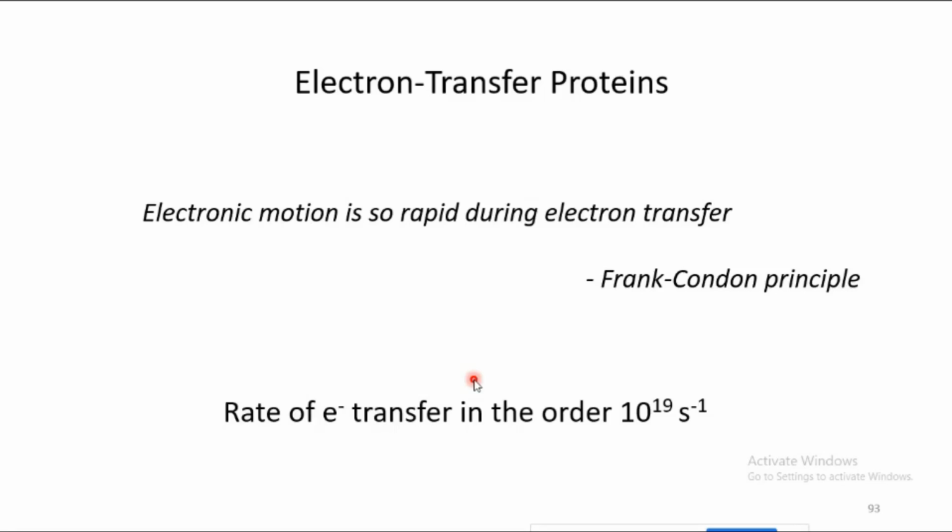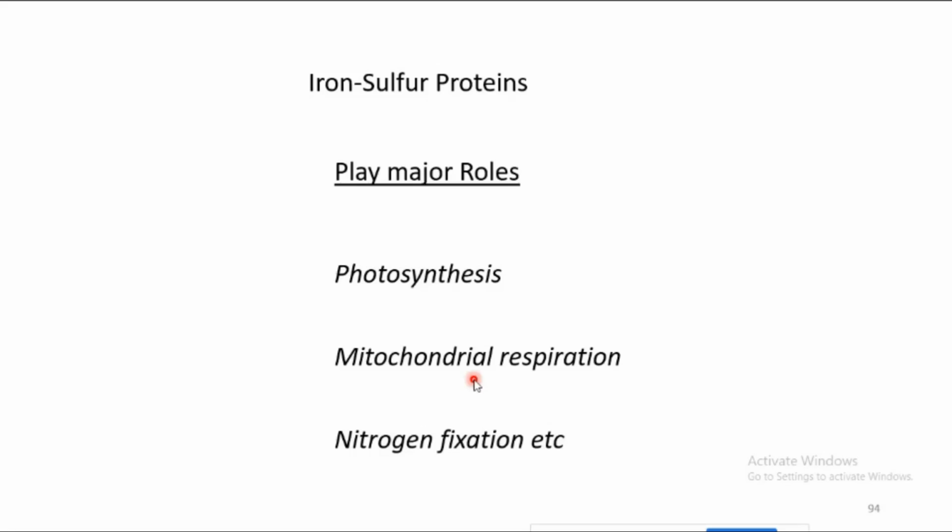If you look at the rate of such electron transfer reactions, they are very, very fast in nature. Per second, the order of electron transfer is 10 power 19 per second. So these reactions are very highly useful as well as very fast.